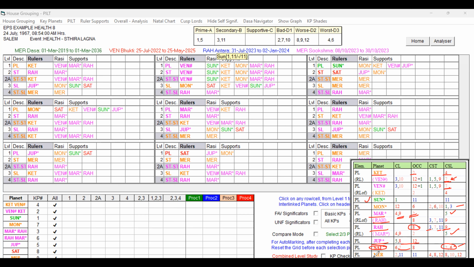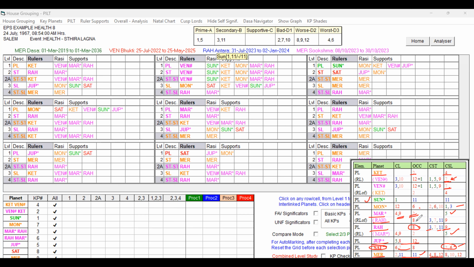Mercury planet is 2nd lord, 11th lord occupying 11th house. This is fine, but being the 2nd lord, 4, 8, 12 cuspal star lord and 8, 10, 12 cuspal sublord, this is not good for the longevity. It is indicating some defect, right? So a 4, 8, 12 and 8, 10, 12 cuspal sublord.